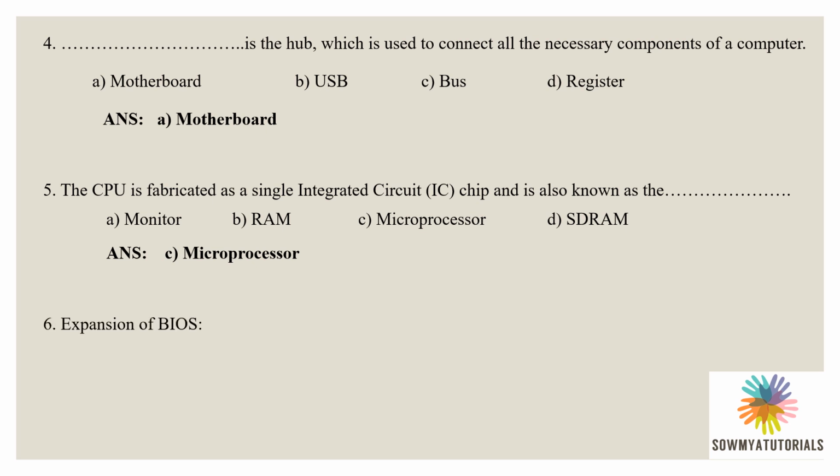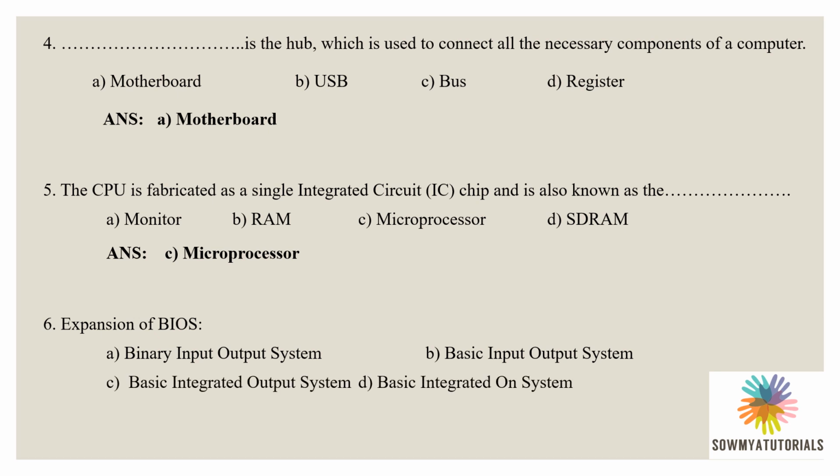Then question number 6: expansion of BIOS. The options are binary input output system, basic input output system, basic integrated output system, and basic integrated on system. Which one is the correct answer? The correct answer is basic input output system. Simply, we can call it BIOS.